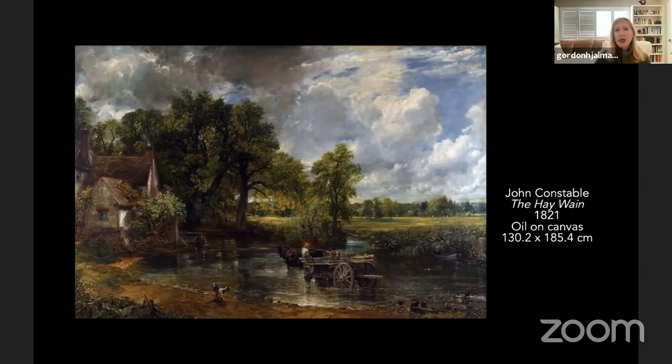We have a little bit of clouding in the sky, but the light is magnificent. The details on the foliage, remarkable. He carefully crafts foreground, middle ground, and background, again, using that low horizon line inspired by the Dutch. And as I mentioned earlier, probably his most important painting. So we'll move on.